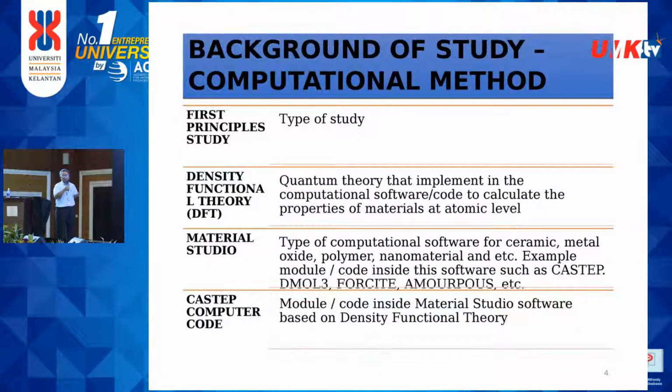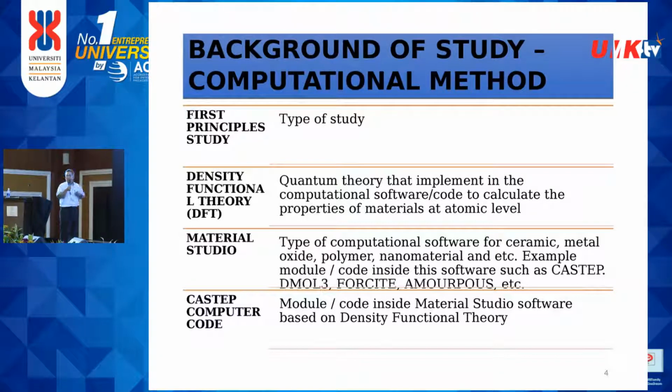So this is some background of study for the computational method. We use a first principles study and density functional theory, a quantum theory implemented in computational software codes to calculate the properties of materials at the atomic level. Materials Studio is a type of computational software for ceramics, metal oxides, polymers, nanomaterials, etc. Example modules or codes inside this software are CASTEP, Forcite, Amorphous Cell, etc. For this system, we use CASTEP, a module inside Materials Studio based on density functional theory.